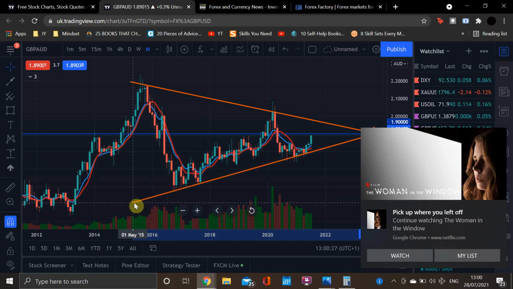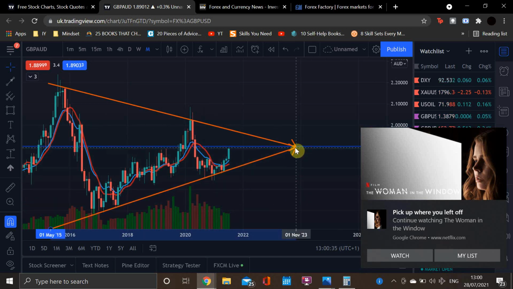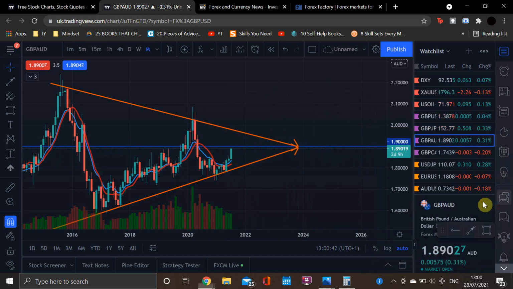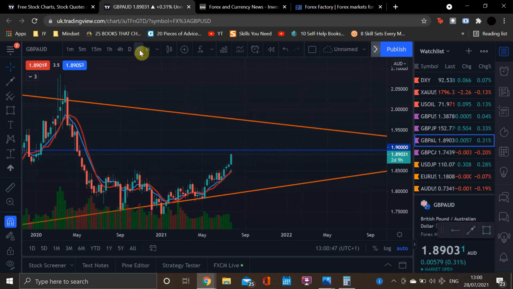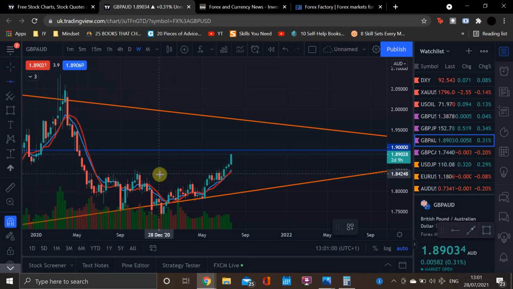Let's not forget that. And it's meeting legit the mid-level of this area here, of this symmetrical triangle. That's a good sign. It's definitely going to touch that 1.9 area, 100%. We can put maybe a little horizontal line here, 185.